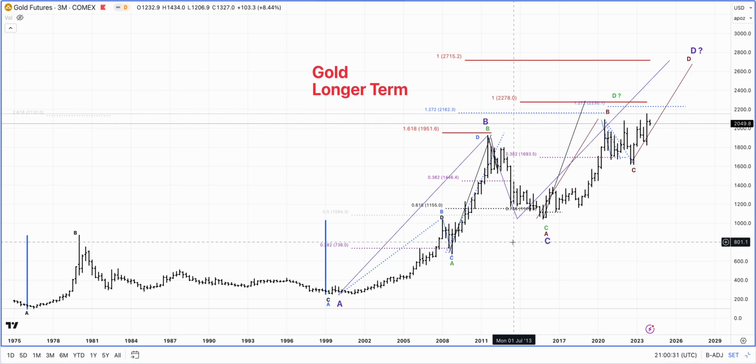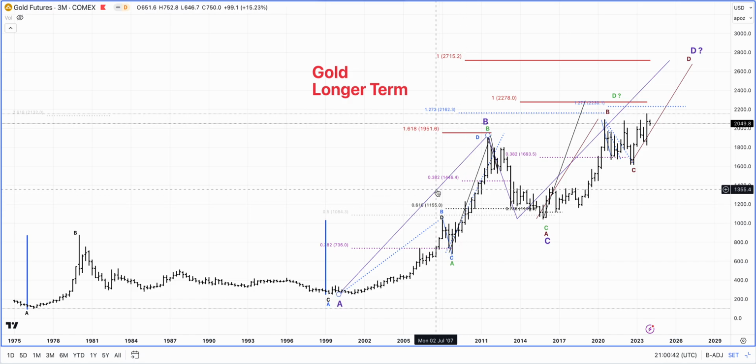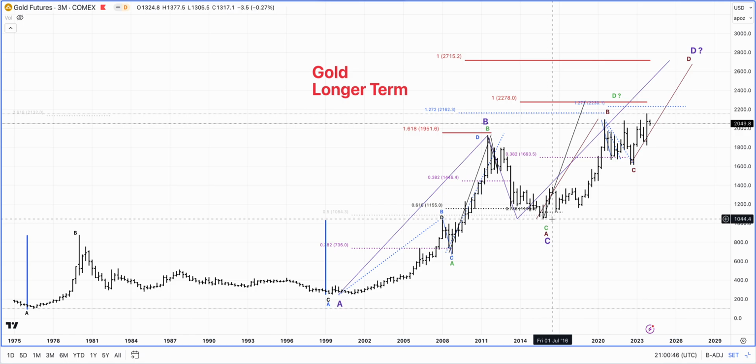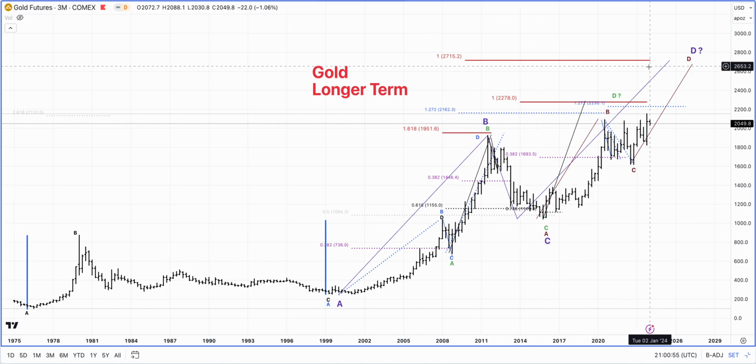And now the other part that we are looking at is this purple line here. If we take a low from here to this high and extend it from the low which came in around late 2015, early 2016, we see a price projection which could in fact see the gold price rise as high as 2700.